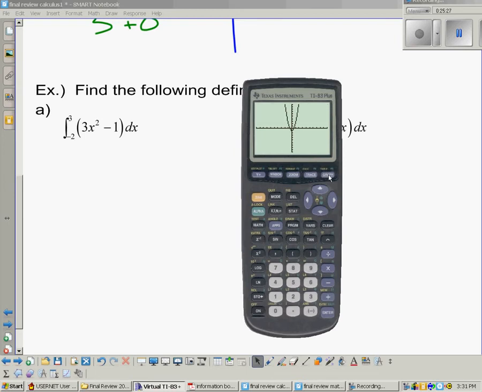Okay, go second calc. Down here, there's my integration. Find the integral from -2 to 3. And it tells me the answer is 30. So that's all I'd have to do on a paper 2.